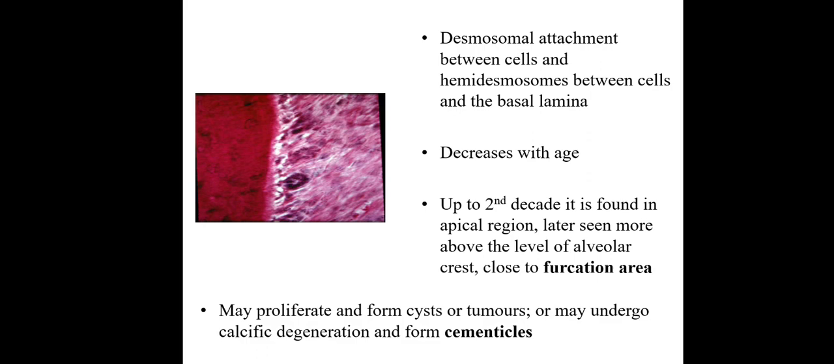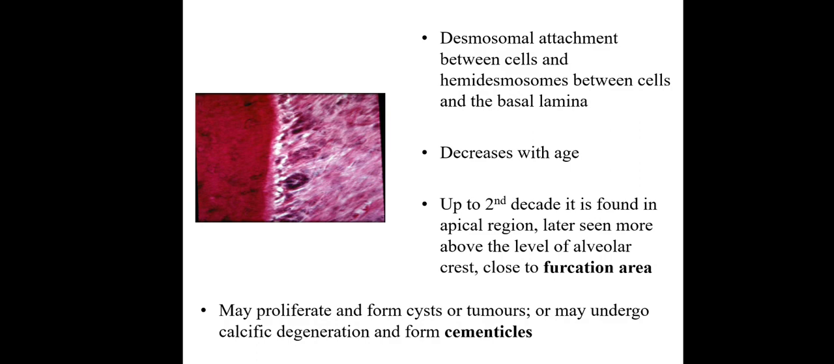The number of these epithelial rests of Malassez will be found mostly close to the apical region during the initial stages of life, when the development of the root of teeth is still happening. But during the second decade of life, you will see the epithelial rests closer to the furcation area. As the roots develop further, we will see the epithelial rests of Malassez more close to the furcation area.